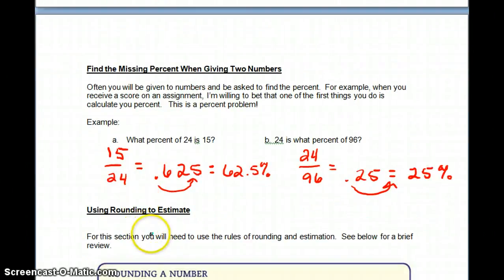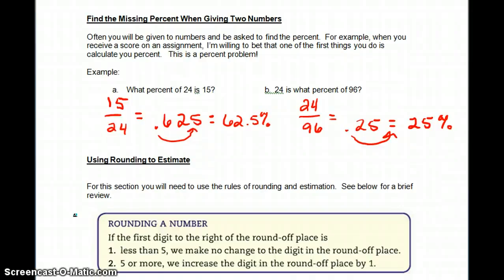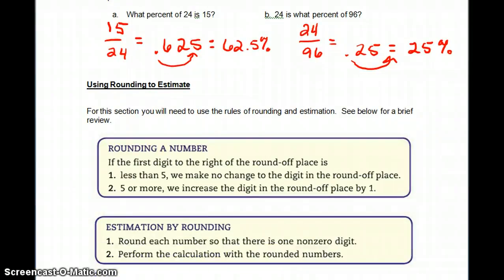Okay, and our last objective for today is using the rules of rounding to estimate. So for this section, we are going to use the rules of rounding and estimation. So we're just going to quickly look below for a review. When you are rounding a number, if the first digit to the right of the round off place is less than 5, we make no change. So 0, 1, 2, 3, 4, you do nothing. If it's 5 or more, we increase the digit in that round off place by 1.